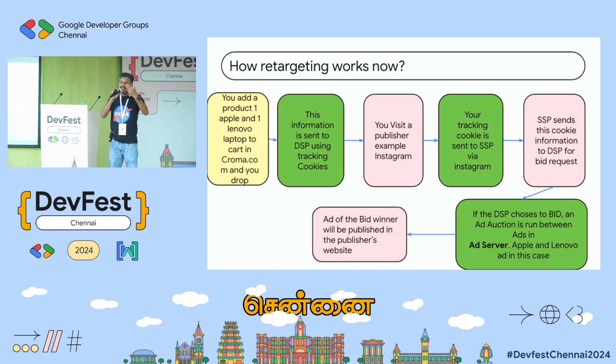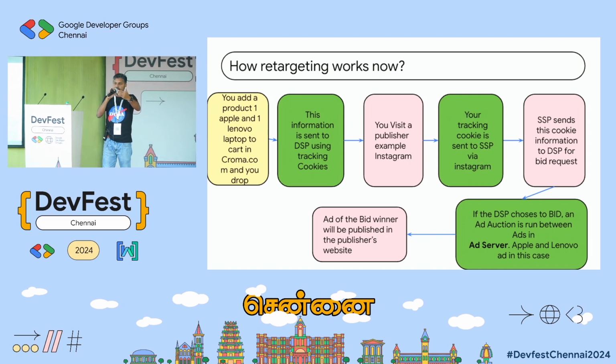The SSP would actually start the bidding. At that point, you can't say that it's just Apple or Lenovo. You could have used a different e-commerce website and added something like shoes. So basically the bidding is for which advertisement should be shown in the ad banner.